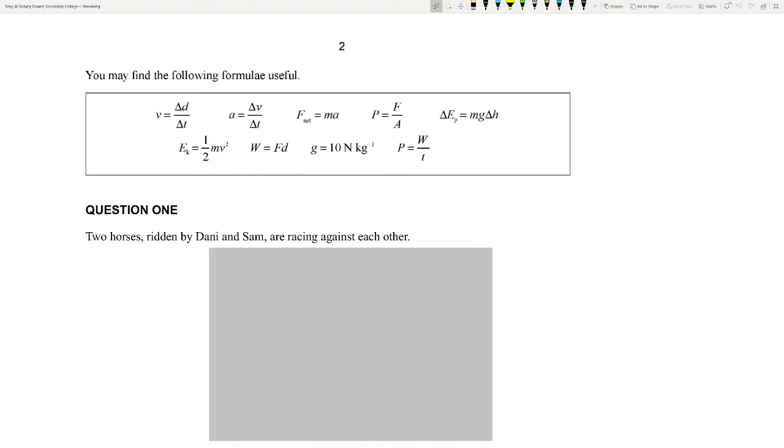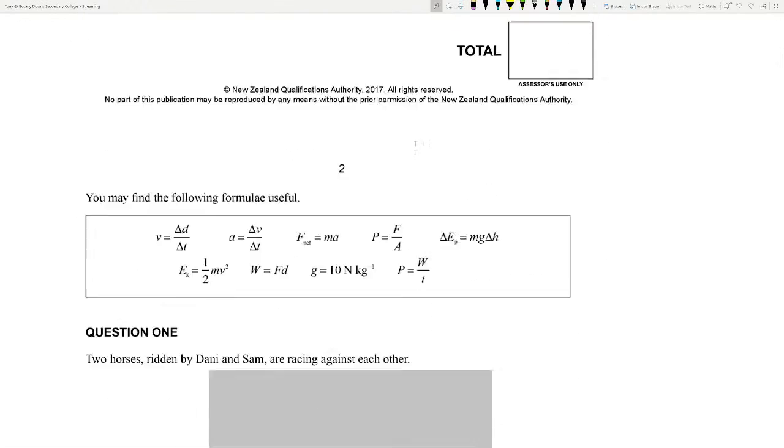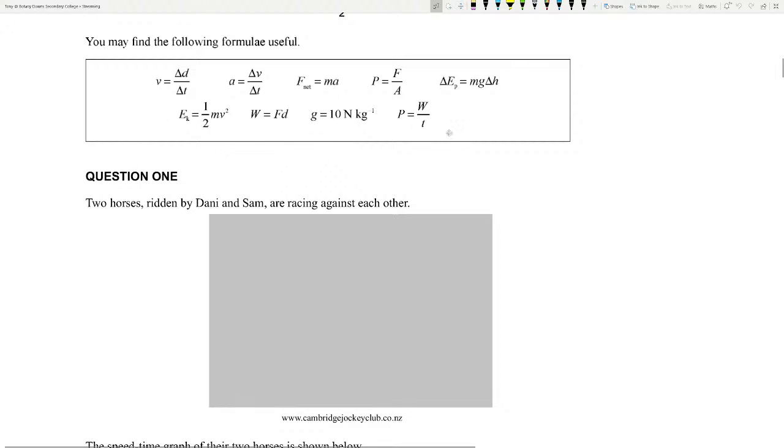Okay, so I printed out this 2017 mechanics paper. I will just go through that with you guys, and we will do our best without the tablet. It's just how it is. I'll just use my cursor, so you can just follow my cursor around.